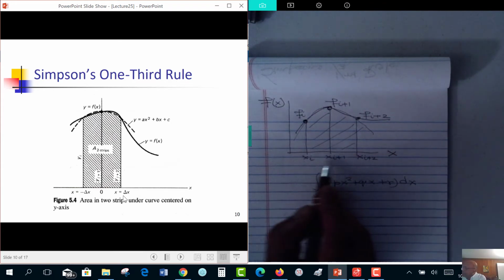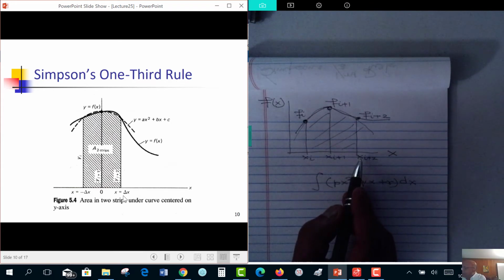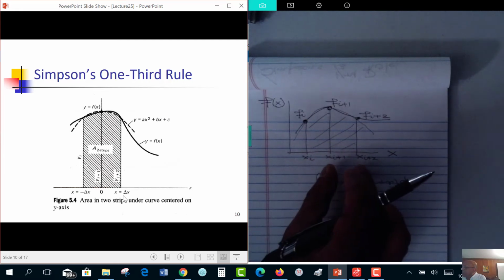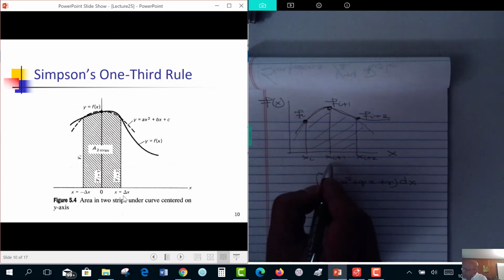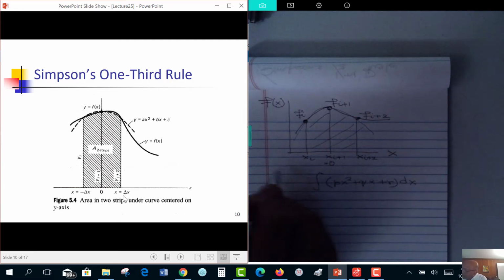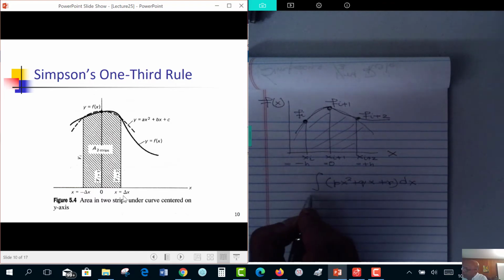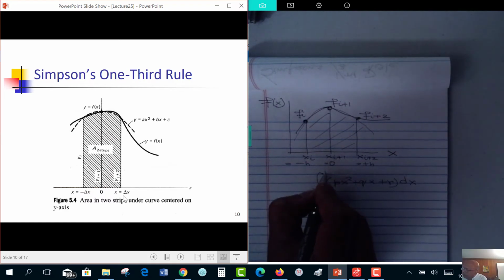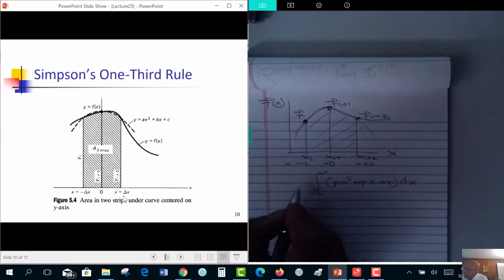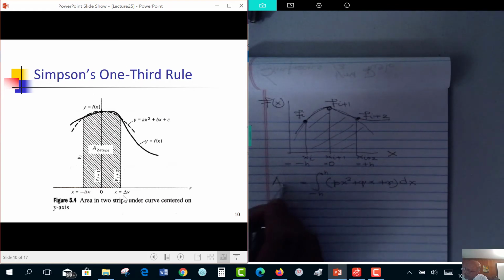And notice these x values are not particularly important. We are interested in width. So we can recenter this. We can call this 0, we can call this minus h, and we can call this plus h. So we can integrate from minus h to plus h. And this would be the area of our pair.